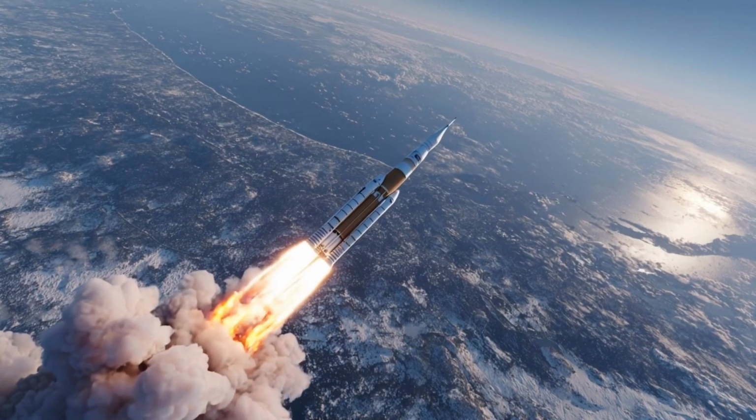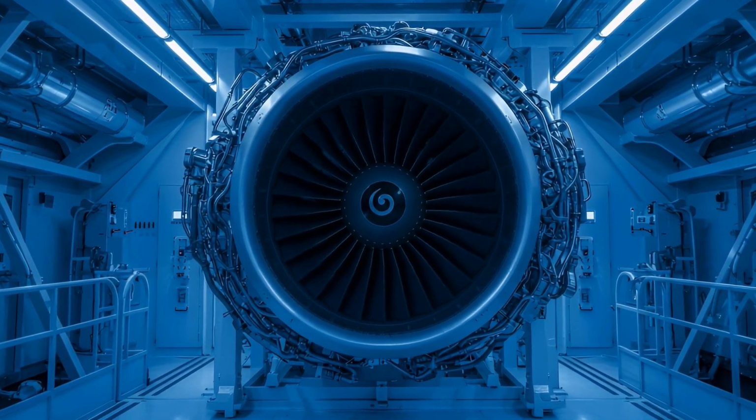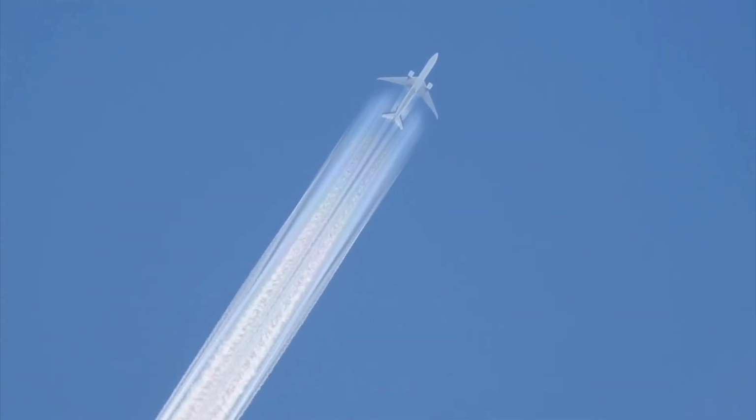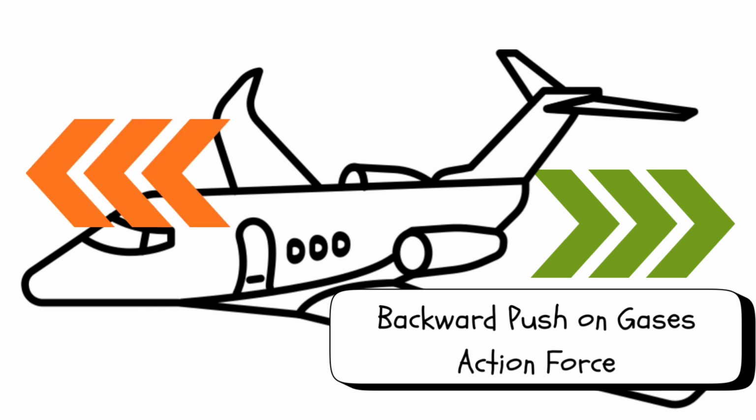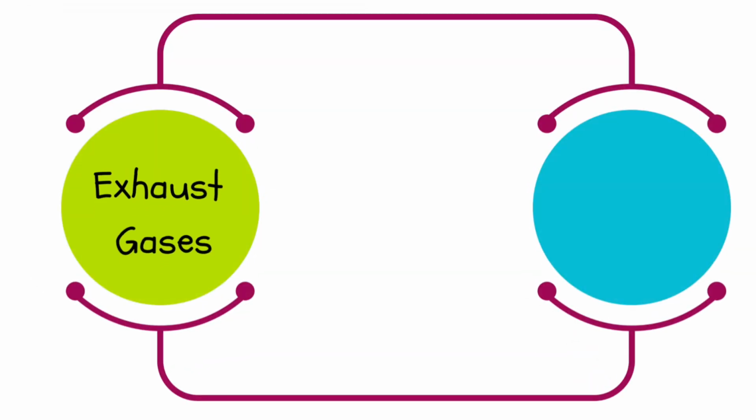It also explains how rockets and jet engines work. Inside a jet engine, air is drawn in, compressed, mixed with fuel, and ignited. The expanding gases blast out of the back. That backward push on the gases is the action force. The gases then push the engine and the airplane forward with an equal force. That forward push is the reaction force. No air needed behind the rocket, no pushing off the ground. The force pair is between the exhaust gases and the rocket itself.